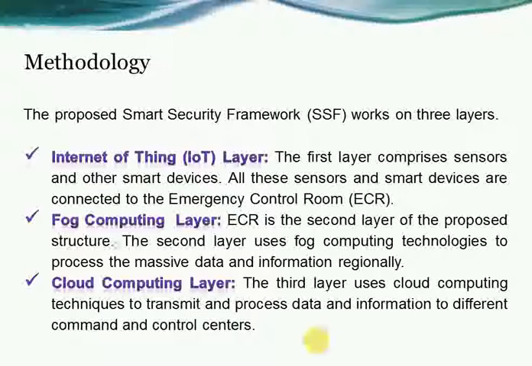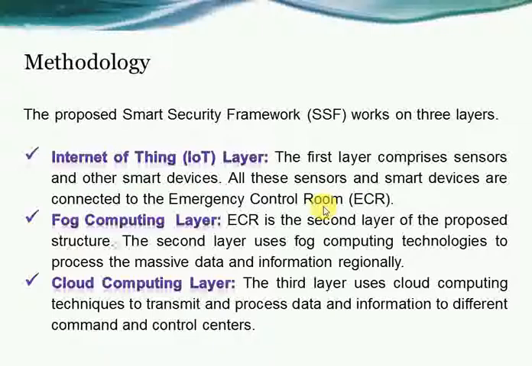In the methodology, according to the smart security framework methodology, I divided this work into different layers. The first layer is the Internet of Things, which comprises different types of sensors. These sense and read the environment, the temperature, the movement, the sounds, the metal detector, and the camera movement, and all this data is streamed to the emergency control room.